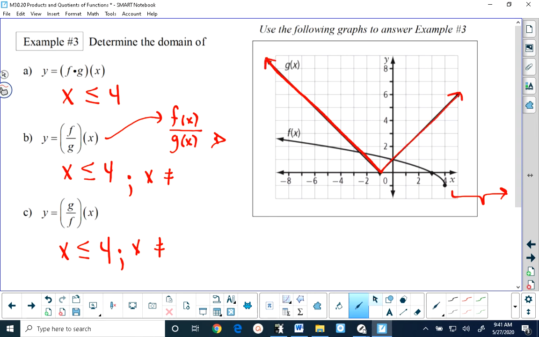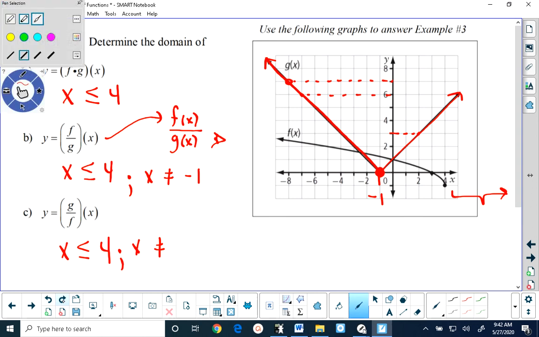If I were to say, well, what is g of x here? G of x here is 7. G of x here is 6. G of x here is 3. Where is g of x 0? G of x is 0 right here. And I mentioned this earlier, that a function is equal to 0 at the x-intercept. So the x-coordinate that makes g of x 0 is -1. So what that means is for f of x over g of x, x cannot be equal to -1.